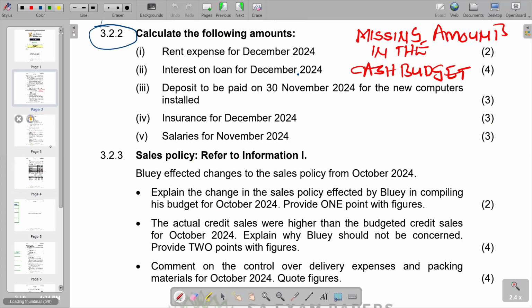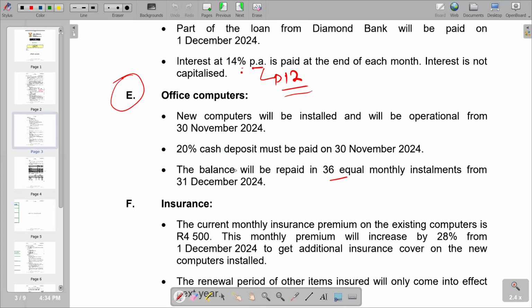So if you go to the explanation that we are given, they are saying 20% cash deposit, and the balance is the one that is going to be for 36 equal installments. So it means the balance is 100 minus the 20% that we have here, which is going to be 80%. So the balance is 80%. So the amount that we calculated for 36 equal monthly installments is 80%. Then the one that we are looking for is 20%.